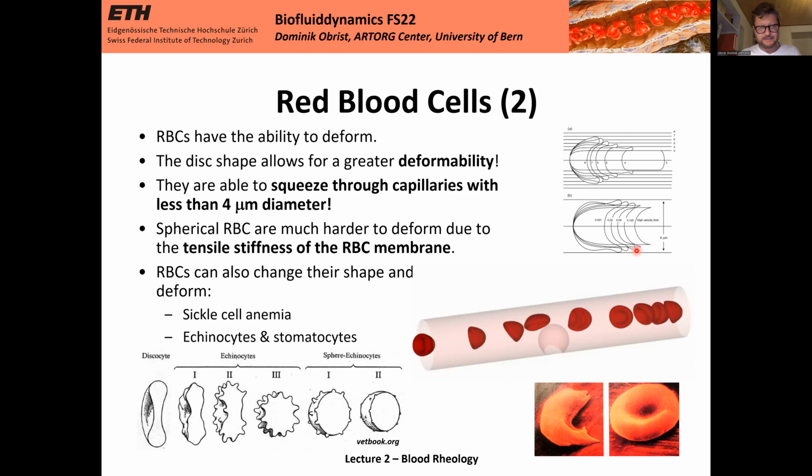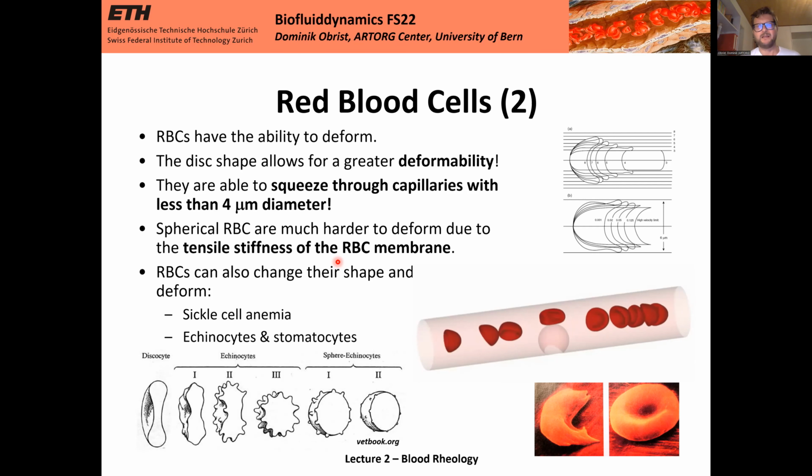Well, maybe one more word about the membrane. The membrane itself, although it's very flexible to bending, it's very stiff to stretching. So something which is very stiff to stretching cannot really change its surface area. So the surface area of a red blood cell is almost constant. You cannot really make it bigger or smaller because you cannot really stretch the membrane, but you can bend the membrane.